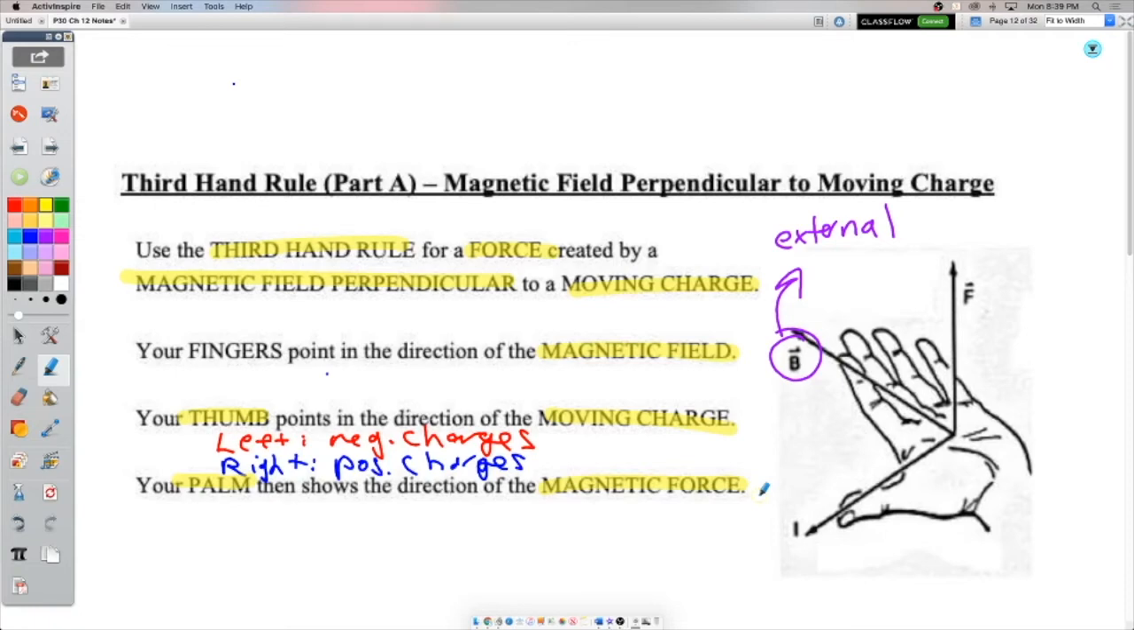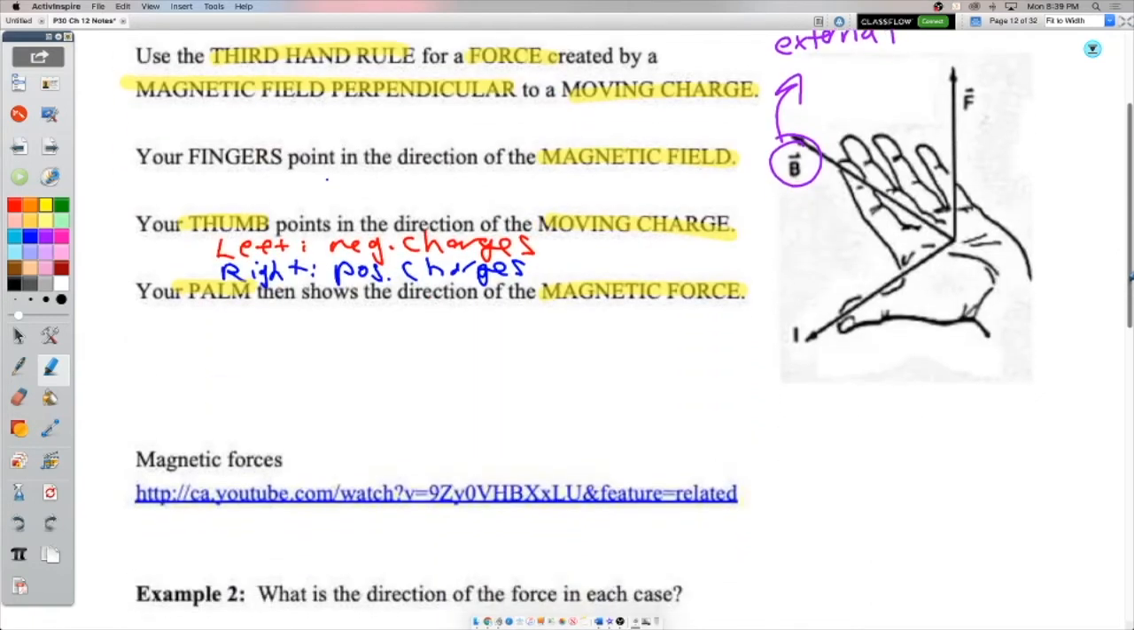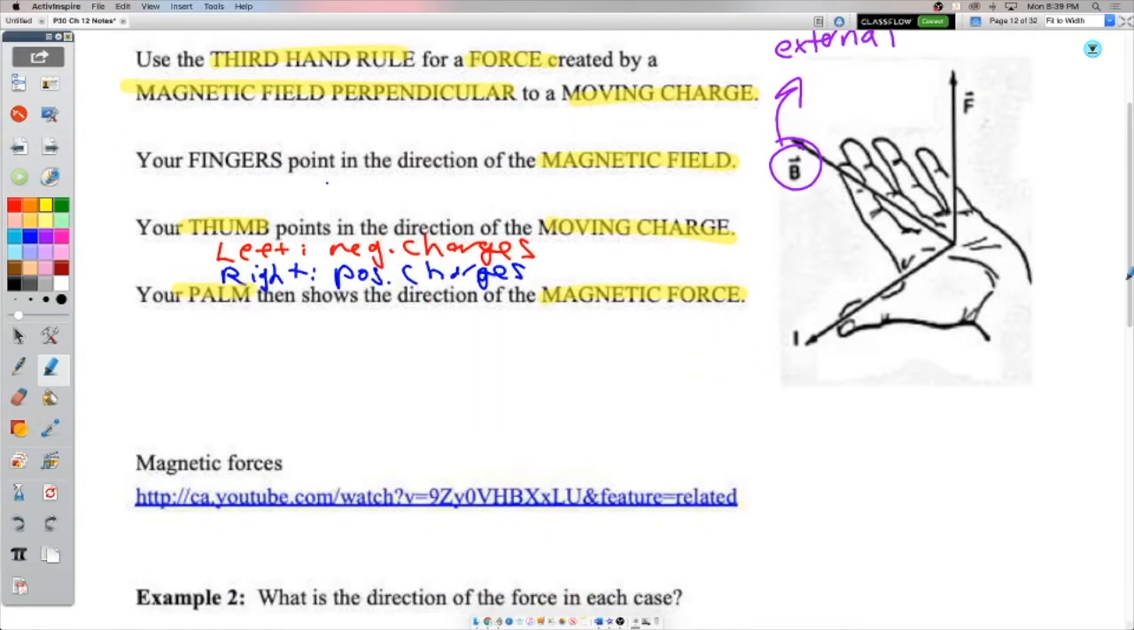There is a bit of a trick that some people use. Honestly, I don't think of it because to me it makes sense. You've got your field, your fingers, you've got your charge moving along your thumb, and then you push with your force. But some people like to remember FBI: palm, fingers, thumb. It goes FBI. I have a problem with it though. It's only I on one hand, right? Which hand is it I? Remember, I is current.